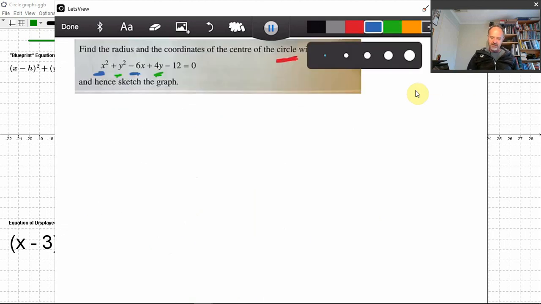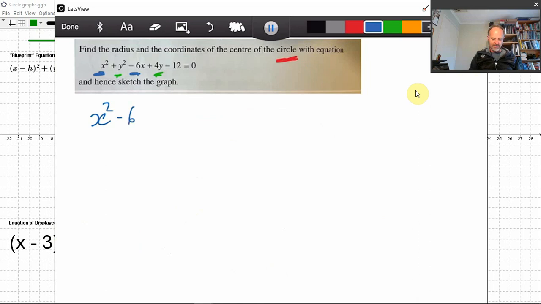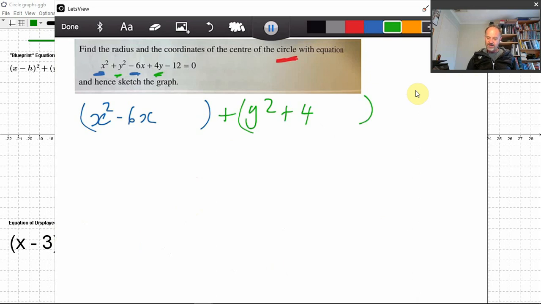All right, so I'm going to color code. We've got the x squared minus the 6x by itself, and then plus the y squared plus the 4y. Group them together, and then we've got the minus 12 on the end, and that equals 0.